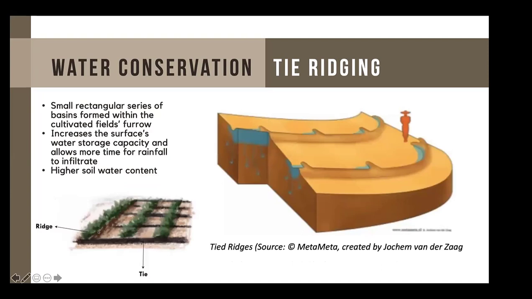Something a bit different here, and kind of a combination of them, is tied ridges. So these, you can think of them as small rectangular series of basins, and they're formed in the cultivated fields furrows. Right, so tie ridging increases the surface water storage capacity and allows more time for rainfall to infiltrate in the soil. And again, these are done all along the contour, and the idea is to just capture as much of this water and slow it down as it passes through the landscape.